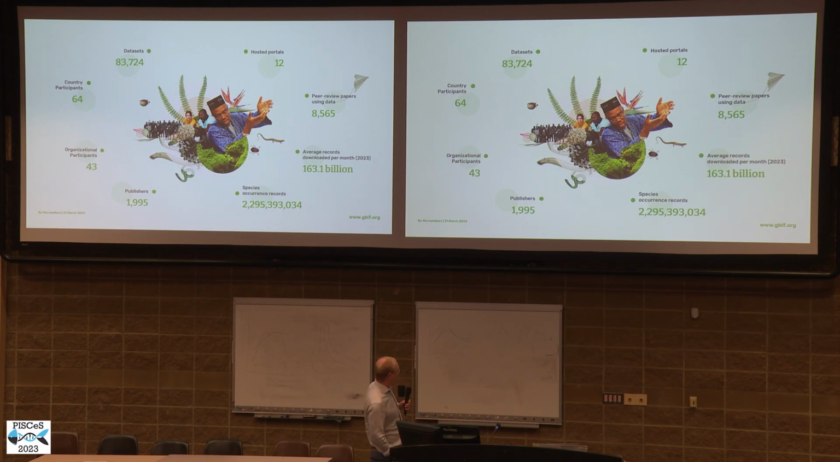We have more than 160 billion records downloaded per month. That's quite a lot. And you see we have so far more than 8,000 peer-reviewed research papers based on data downloaded from GBIF. So the data that goes into GBIF is actually used for a lot of extra research. You might think that your data is just a tiny drop in the ocean, but it's actually a big drop, because many of your data sets probably contain thousands of detections, right?